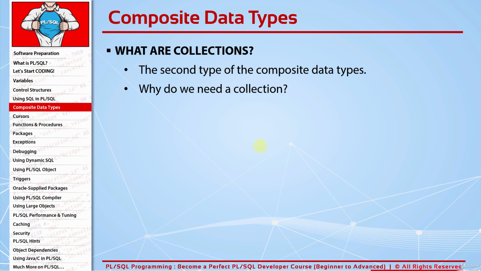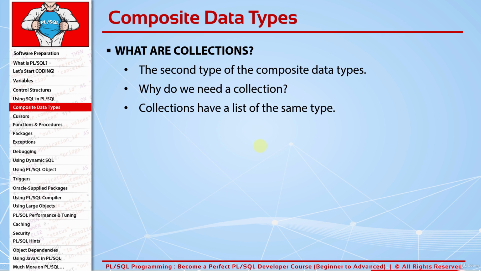What if we need 100 or 1,000? Should we create 1,000 records for that? Of course not. Or what if we need to get the employees from a table? This time, we may not know the number of the employees. Can we do that using only records? We cannot. This time, we need to use collections.